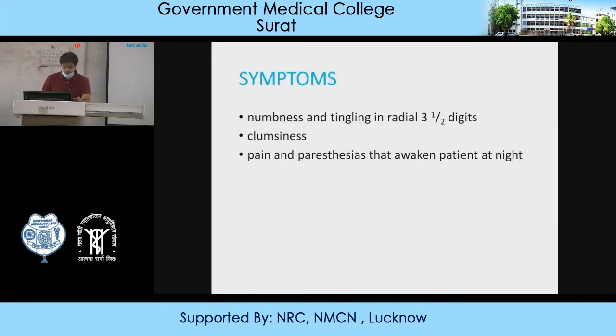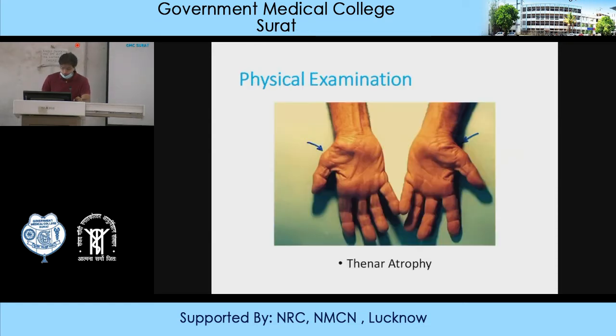So what will be the symptoms? The patient will complain of numbness and tingling in the radial 3.5 digits, clumsiness in the hand, and pain and paresthesia that awaken the patient at night. How will we do the physical examination? There will be thenar atrophy of the muscles, as seen in the diagram.